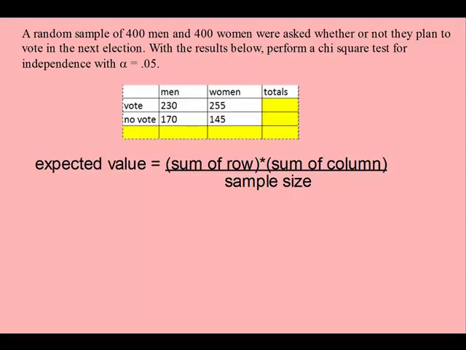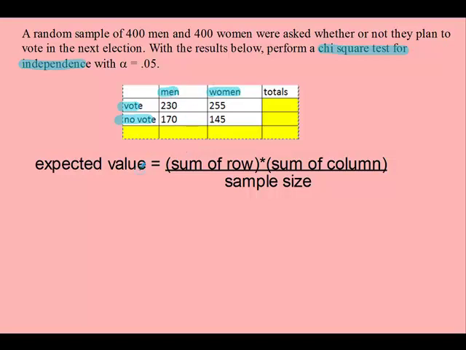A random sample of 400 men and 400 women were asked whether or not they planned to vote in the next election. With the results below, perform a chi-square test for independence with alpha equals 0.05. The reason we're going to do this chi-square test for independence is because not only do we have nominal data in our rows, we also have it in our columns, forcing us to do a different type of hypothesis test, one that is not just chi-square goodness of fit, one column of data, but multiple columns.